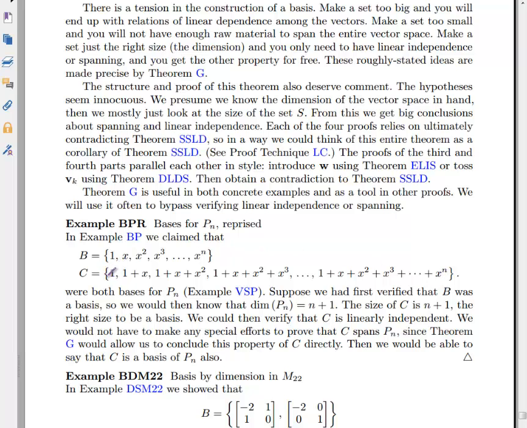If you had a linear dependence relation, the last polynomial is the only one that has x to the n, so that coefficient must be 0. Of the remaining polynomials, the second to last polynomial is the only one that has x to the n minus 1, so that coefficient is 0. You could work your way down to the beginning. So these are both linearly independent sets. They both have n plus 1 vectors in them. We already know that this is a basis, so we could conclude immediately that this is also a basis. We wouldn't have to do any more work thanks to the theorem that we just showed.